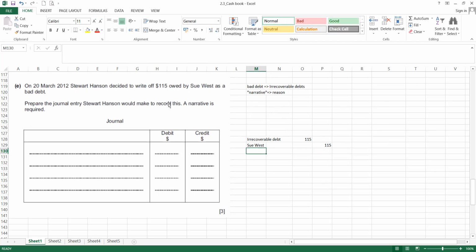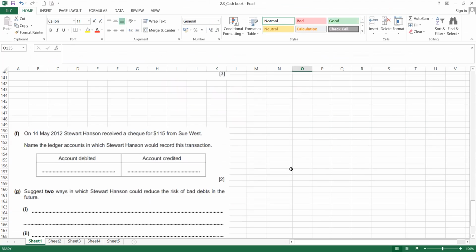So they ask for the narrative. If you're not sure how to write, just copy from the question, which is in here. They say write off the amount owed by. You don't need to write a long sentence, a short sentence. Just put: written off Sue West as an irrecoverable debt. That's all. Don't need to write the amount because you already put it into the debit and credit. So this is the question.